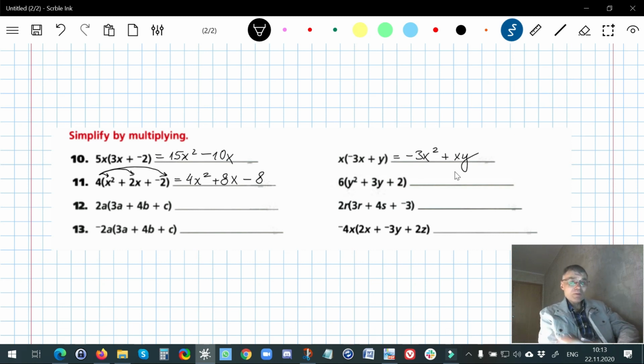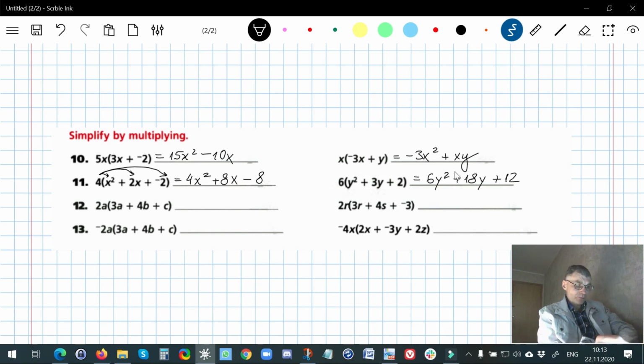Here the same, 6 multiplied by y squared, 6y squared. Then 6 by 3, it's 18y. And then 6 times 2 gives me 12.